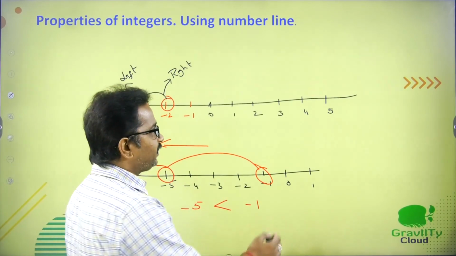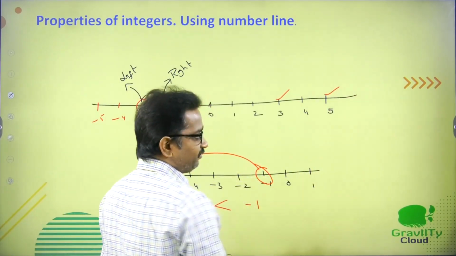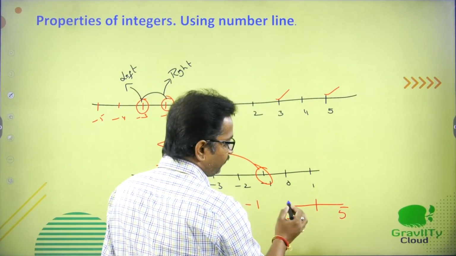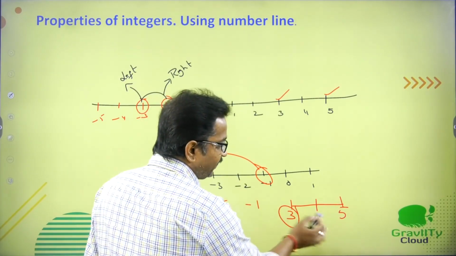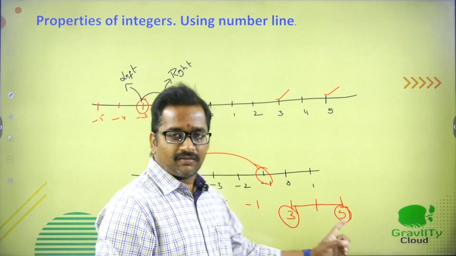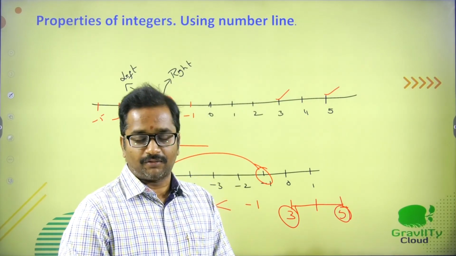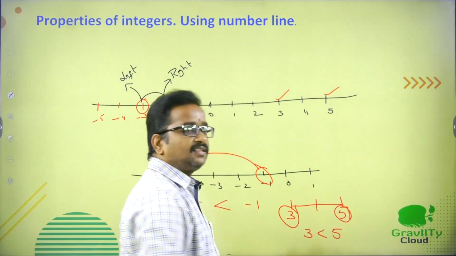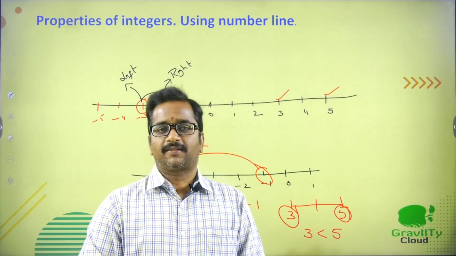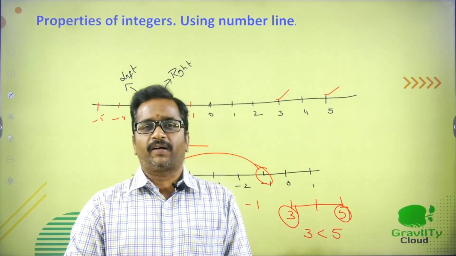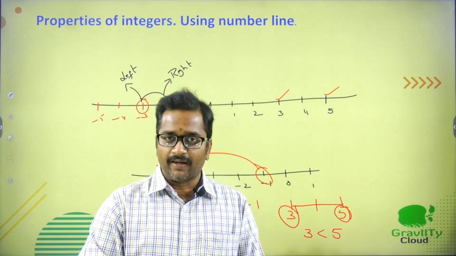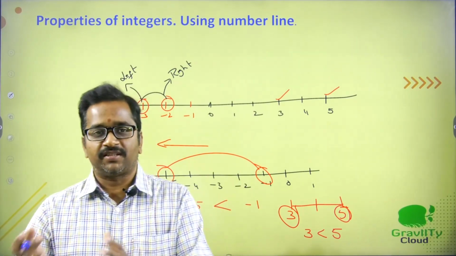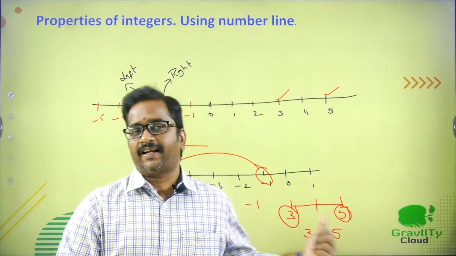Understand? And similarly, if you take these two numbers, 3 and 5. If you see on the number line, where are 3 and 5? This is 3 and this is 5. If you compare 3 and 5, 3 is on the left side of 5. Yes or no? So then is 3 bigger or smaller? Smaller number. So 3 is less than 5. Like this we need to compare two numbers. Okay. This is a very important property of integers. In this way we can find which integer is the smaller number and which is the bigger number.